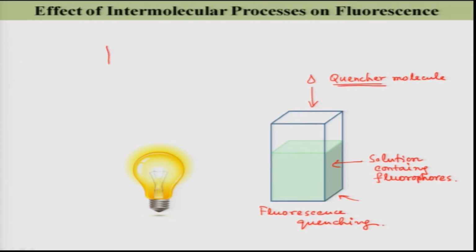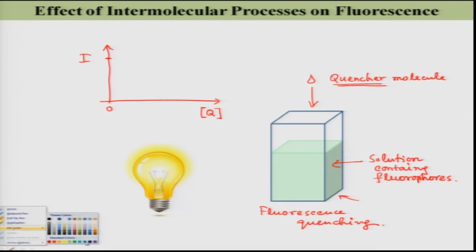So, let me do that. On the y axis let me plot fluorescence intensity, simply denoted by I, and the x axis is the concentration of quencher. If there is no quencher, that means zero quencher, the intensity is very strong, so I will start from this point. Then, as the concentration of the quencher increases in the solution, the fluorescence intensity will keep on decreasing. It will start from a value that depends on the excitation light source, the concentration of the fluorophore present in the solution, and obviously the quantum yield of the fluorophore. Depending on that I will get a particular value of intensity, and then that intensity value will keep on decreasing this way as I change the concentration of the quencher.